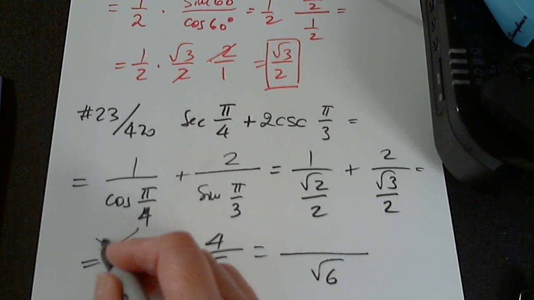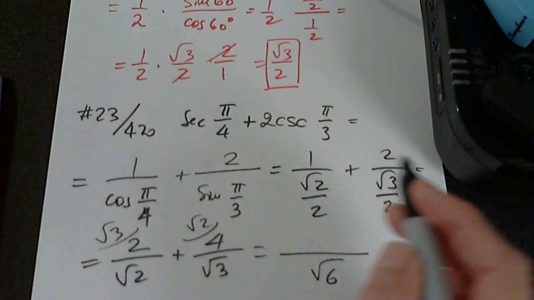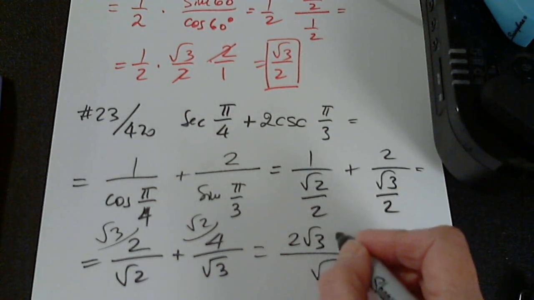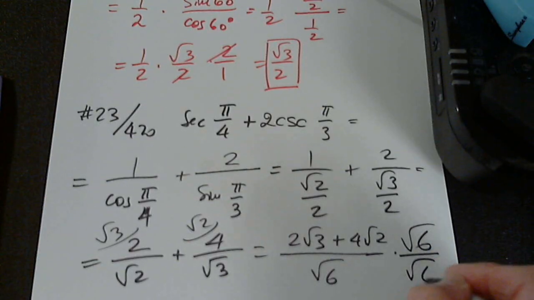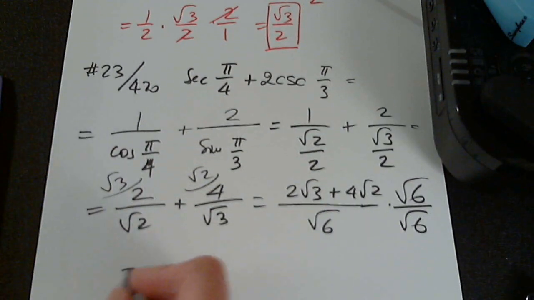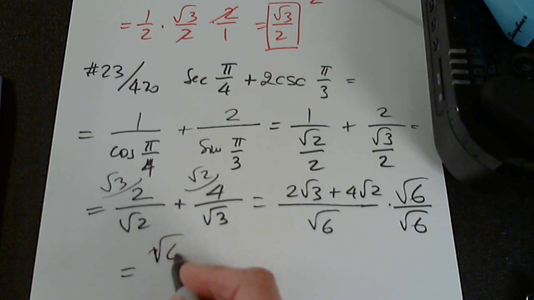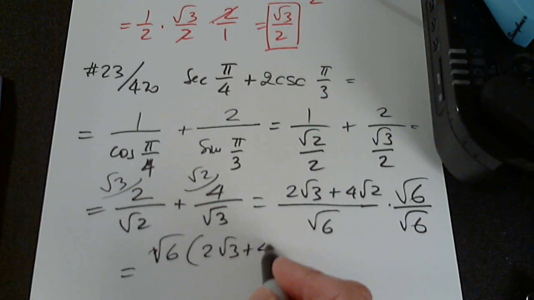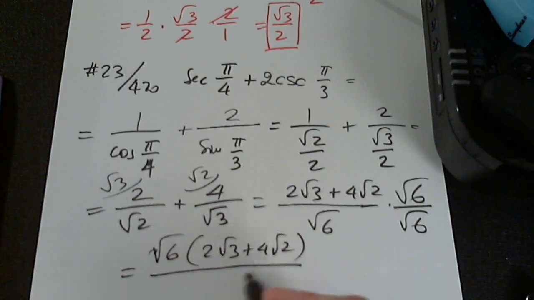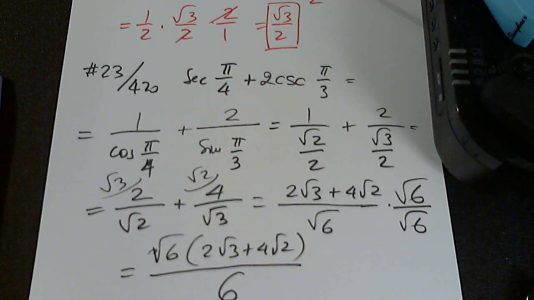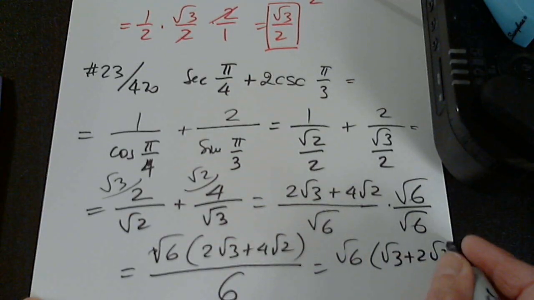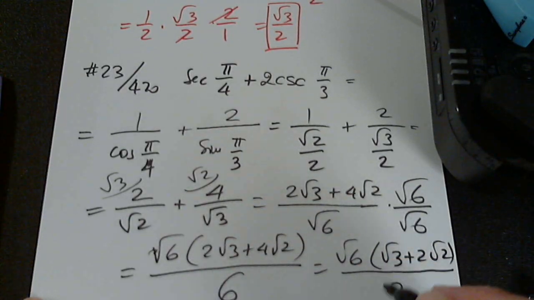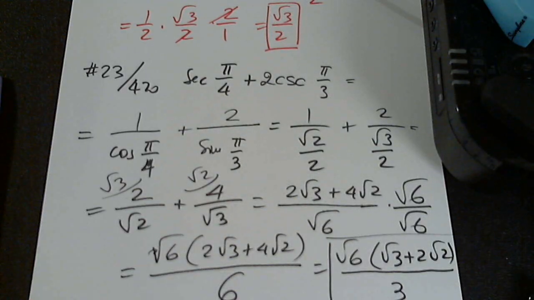I will multiply this by the square root of 3 and by the square root of 2. So 2 the square root of 3 plus 4 the square root of 2. Yes, you can rationalize if you want to. So the square root of 6, 2 the square root of 3 plus 4 the square root of 2 over 6. Yes, you can factor out the 2 and simplify. So the square root of 6, the square root of 3 plus 2 the square root of 2 divided by 3. I wouldn't do anything else.